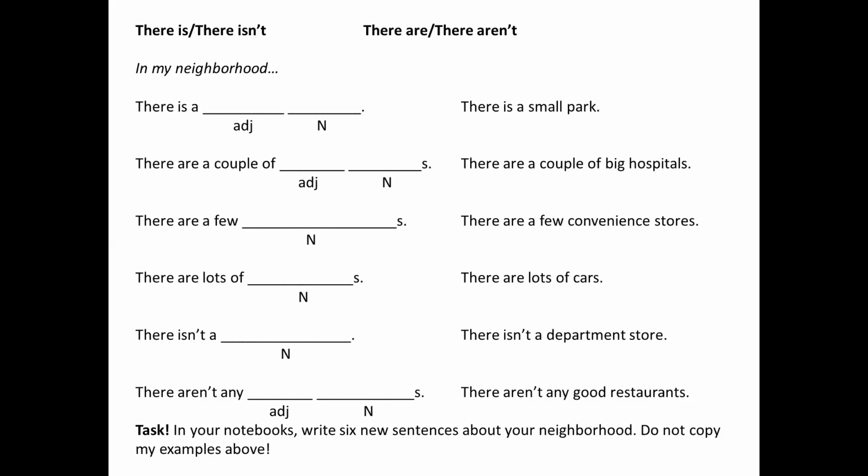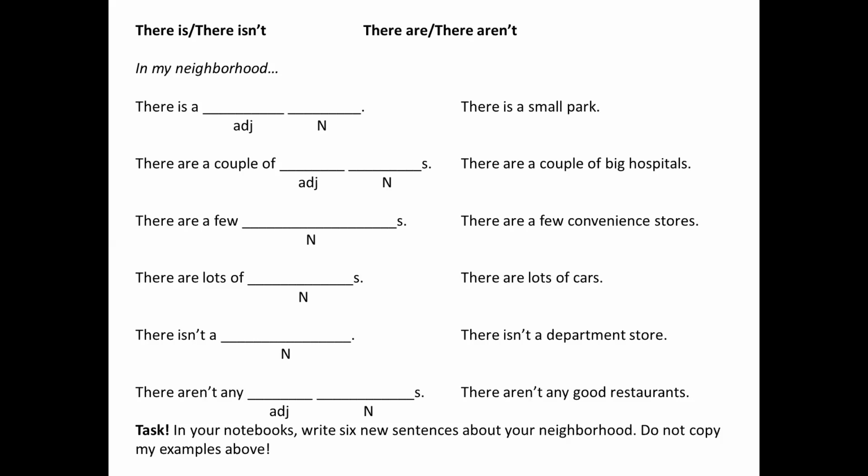Now, in my neighborhood, there is a blank blank. The first blank has an adjective, and the second blank has a noun. So, for example, there is a small park. Adjective small, noun park. So if you want, when you're talking about your neighborhood or your city, you can include some adjectives in your sentences.